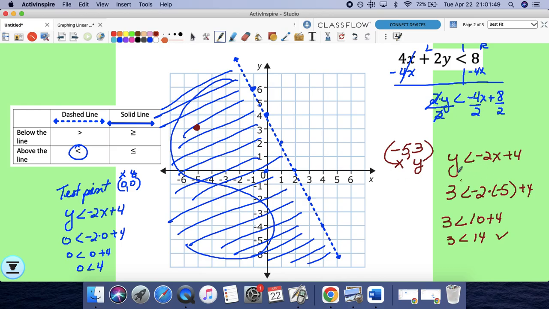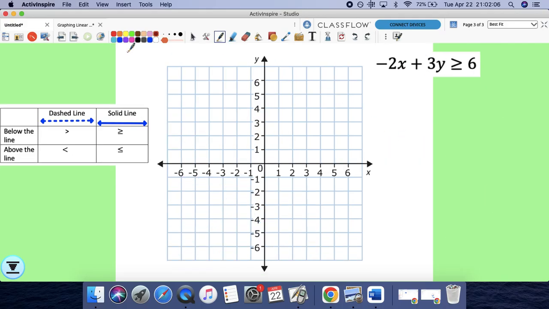And that's it. So the trick today is to rewrite the inequality, which is not in slope-intercept form, into slope-intercept form, and then graph as we did in the previous lesson. So what I'd like you to do is try the next problem. Press pause on your video, give it a try, and then come back and see how you did.